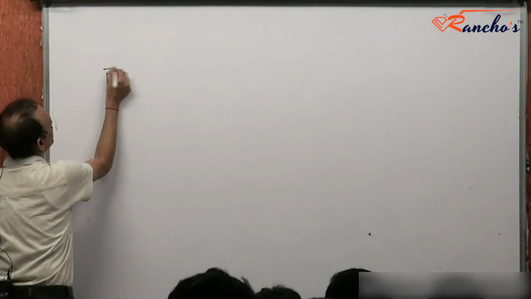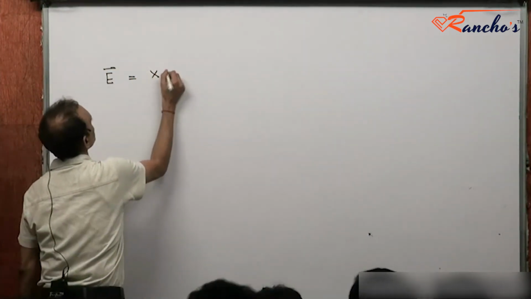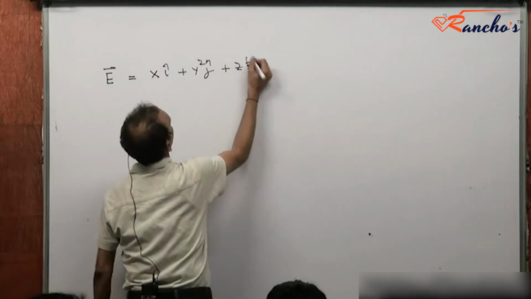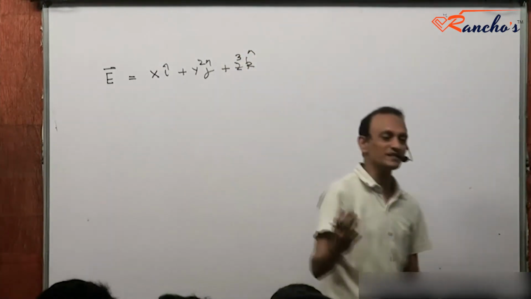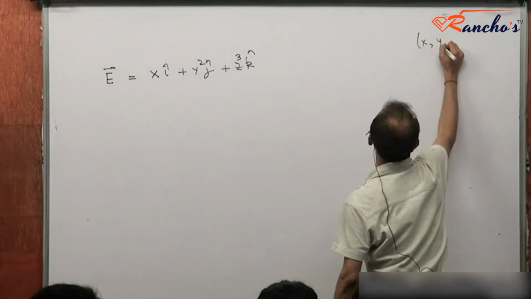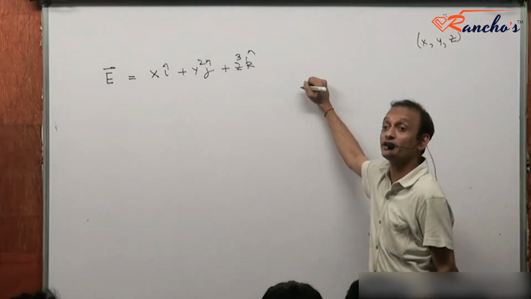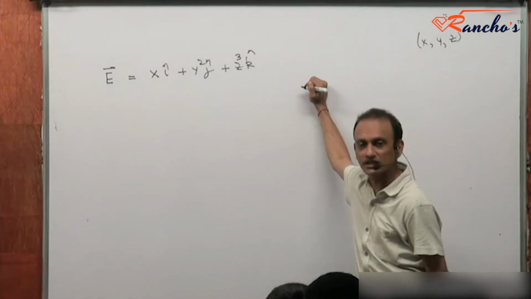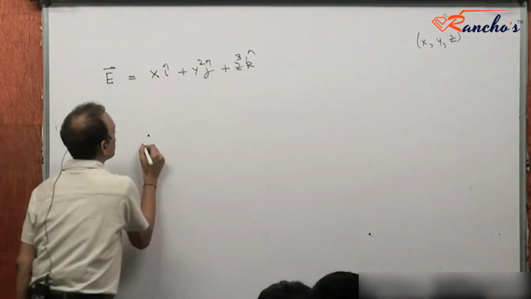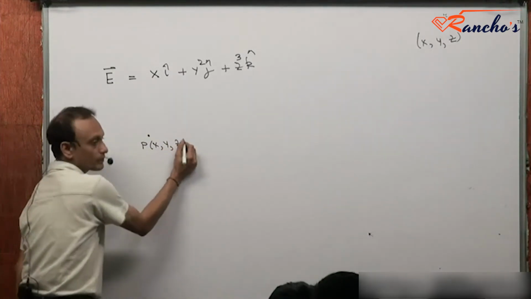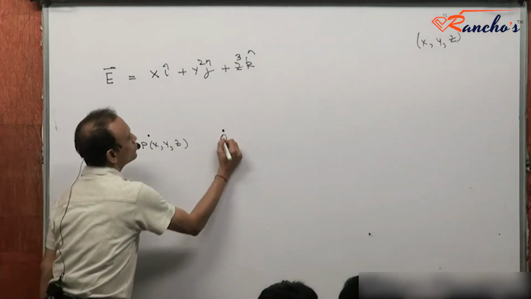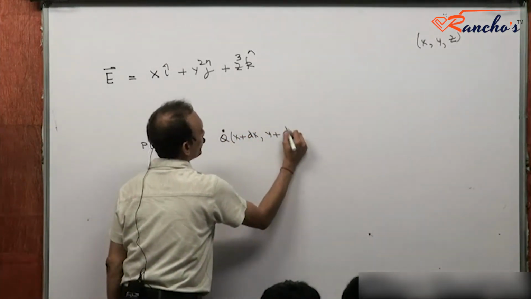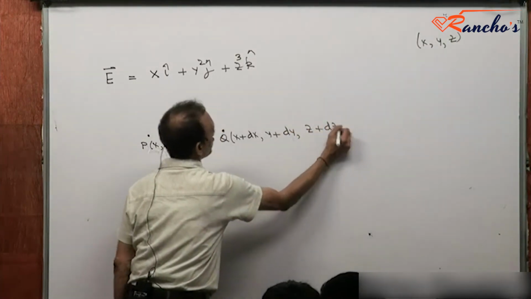Suppose the electric field E is given by x i cap plus y squared j cap plus z cube k cap. In a certain region of space, electric field vector at any xyz is given by this. And I want to find the potential at any xyz. This is the electric field at any xyz. I want to find the potential at any xyz. So socho, I have a point P xyz, right? And there is a point Q very close to this, x plus dx, y plus dy, z plus dz is a nearby point.